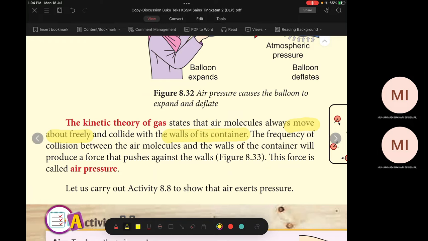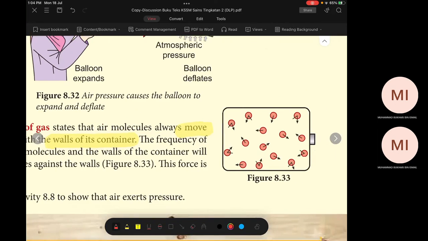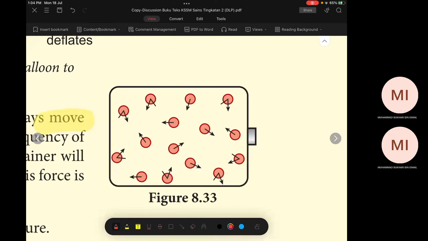The frequency of collision between air molecules and the wall of the container will produce a force that pushes against the wall. This force is called pressure. You can see from here, this air particle will collide with the wall of the container. Okay? It will collide with the wall of the container. So when it collides, it produces gas pressure.